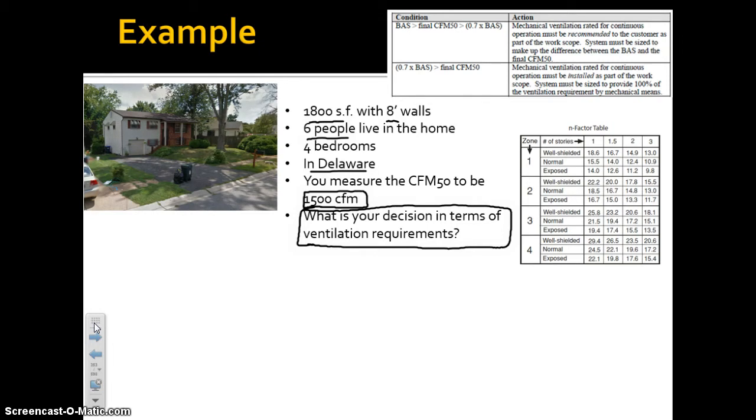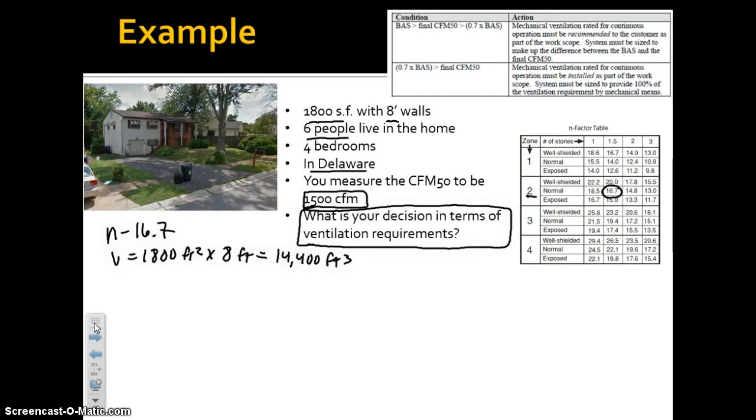So first of all, let's look at what our N factor is. What do you have? A 1.5 story home. We're in zone 2 because we're in Delaware. 1.5 story, where I would call this normal exposure. So our N factor is 16.7. So let's just write down what we know. N is 16.7. Our volume is 1,800 square feet times 8 feet walls, which gives us 14,400 cubic feet. So that's our volume.